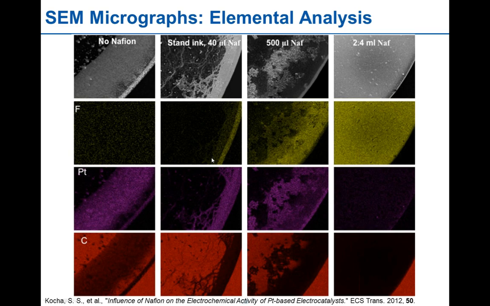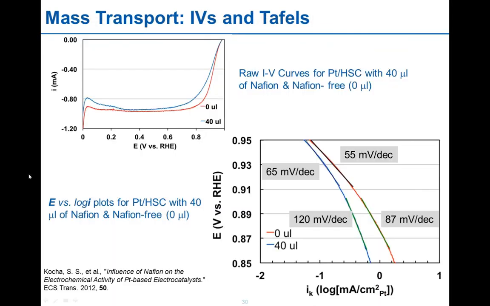In the case of the standard ink, you have platinum forming a ring at the edges, a coffee ring, as Yannick explained, but you also have fluorine or Nafion in the same area. So you see you have this ring at the edge of platinum on carbon with Nafion, and obviously that can cause oxygen transport issues. I'll just go to the last case of the 2.4 ml Nafion. You can see the fluorine signal is very strong. It has a large amount of Nafion in it, and you can barely see the platinum and carbon signals.